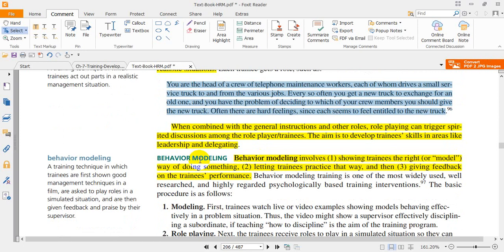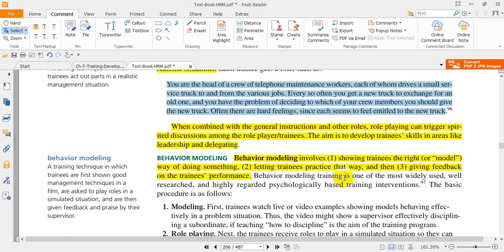Another technique is behavior modeling. Please be informed that we are talking about the techniques of on-the-job training and development. Behavior modeling is one of these techniques. Behavior modeling involves showing trainees the right or model way of doing something. We show the employees a model way in our organization, the ideal way of doing something. Secondly, let the employee practice that way, then give feedback on the trainee's performance.